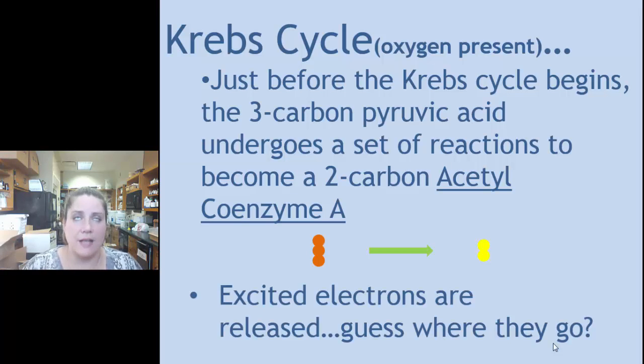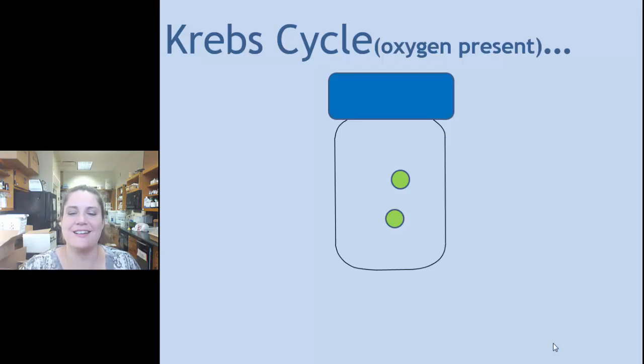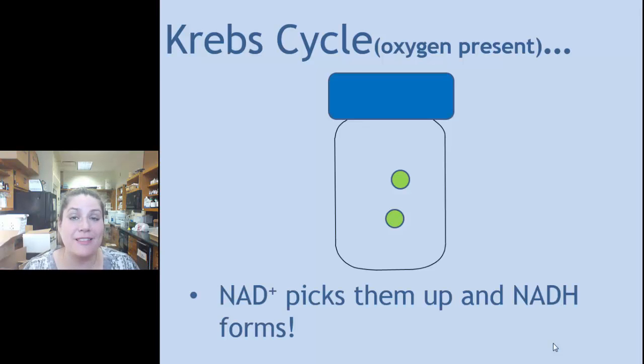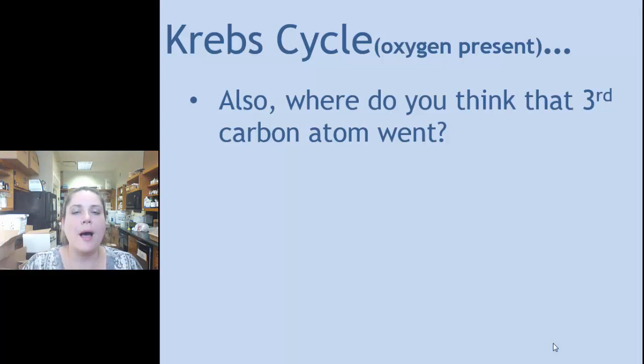But excited electrons are going to get released. Guess where they go? Yes, you are so smart! NAD plus is going to pick them up, and NADH is going to form. So that proton is going to come on as a lid, and we're going to have NADH. Okay? Also, where do you think that 3rd carbon atom went? Cellular respiration. Carbon atoms, where would they go?